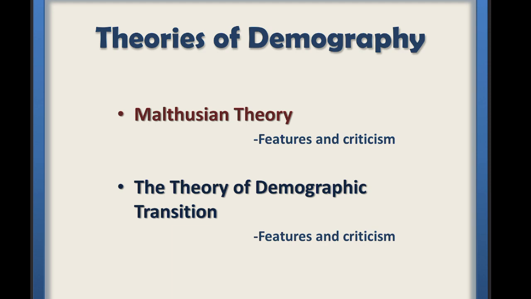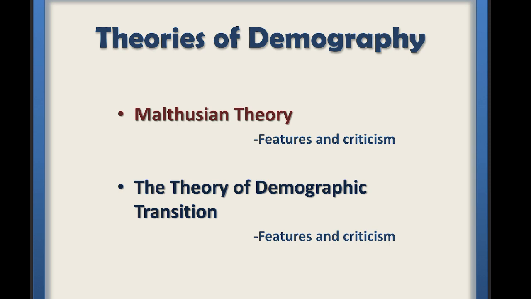Now, two important theories are there in your book. One is the Malthusian theory of population growth, and the second one is the theory of demographic transition. Malthusian theory was propounded by Robert Malthus, and he was a British political economist. His essay on population in 1798 provides us a theory on population growth.